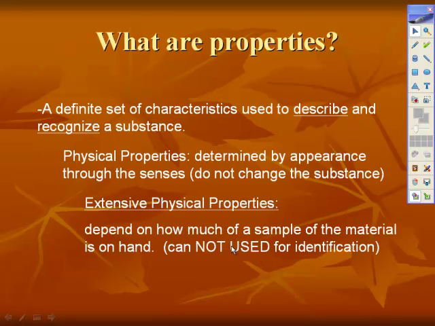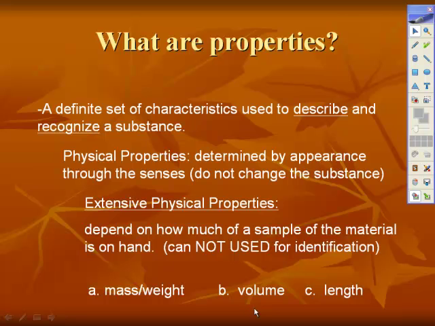We have extensive physical properties, and these depend on how much of a sample of the material we have. So that means, since it depends on size, we can't really use it for identification. Here's some examples. Mass, weight, volume, and length. There are other things too, but if all I know is that this particular substance has a mass of 5 grams, that really doesn't narrow down what that substance is for me at all. Just by knowing it's 5 grams, it can't tell me if I have silver or if I have salt or if I have water or what I have. It just is this extensive physical property.